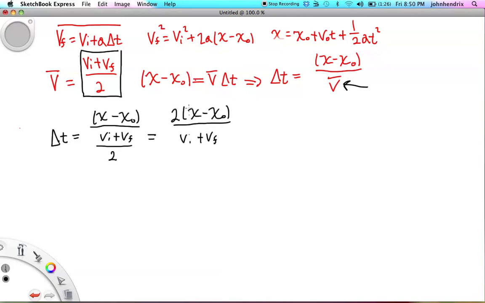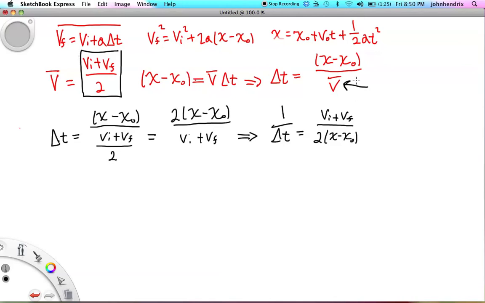And then the second thing we're going to do after we set it up this way is we're just going to go ahead and flip both sides of this equation over. We're just going to take the inverse of each side. And the reason why will make sense in just a second: we're going to say that 1 over delta t is equal to (v initial plus v final) over 2 times (x minus x naught).